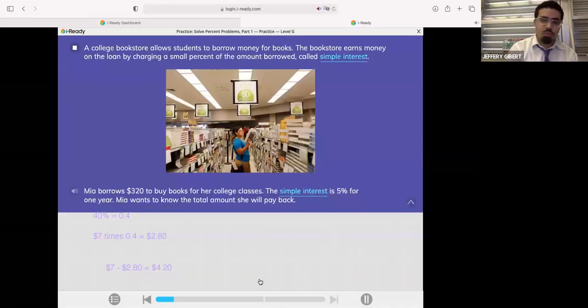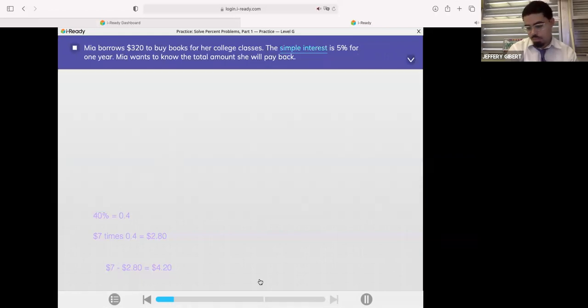A college bookstore allows students to borrow money for books. The bookstore earns money on the loan by charging a small percent of the amount borrowed, called simple interest. Mia borrows $320 to buy books for her college classes. The simple interest is 5% for 1 year. Mia wants to know the total amount she will pay back.